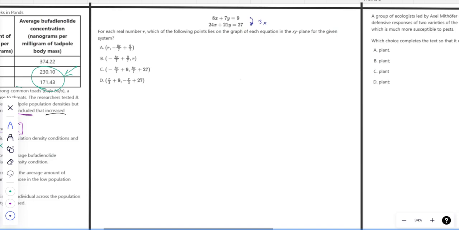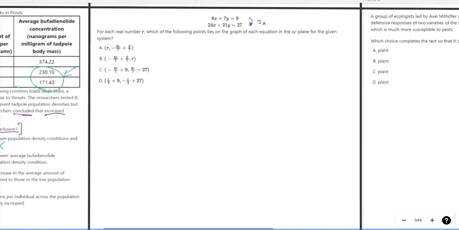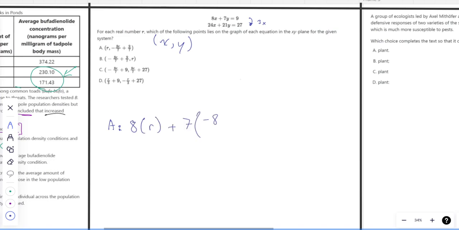So I'm just going to go through some of these answer choices and see what I can manage out of this. Like, for example, we can try answer choice A. If I plug in, right, these are all x, y coordinate pairs. So if I plug in answer choice A into my top equation, I would get 8 times r plus 7 times negative 8r over 7 plus 9 over 7 equals 9. Let's see if answer choice A is correct.